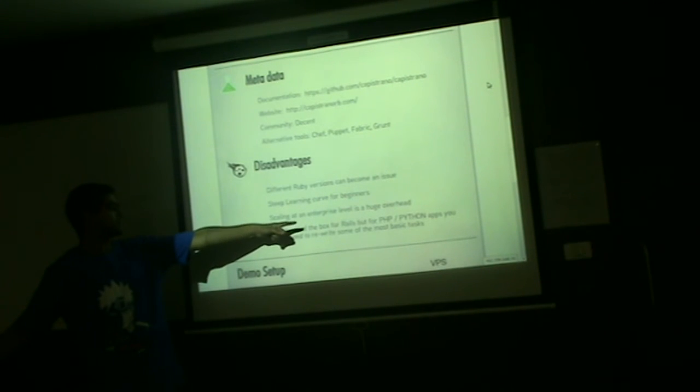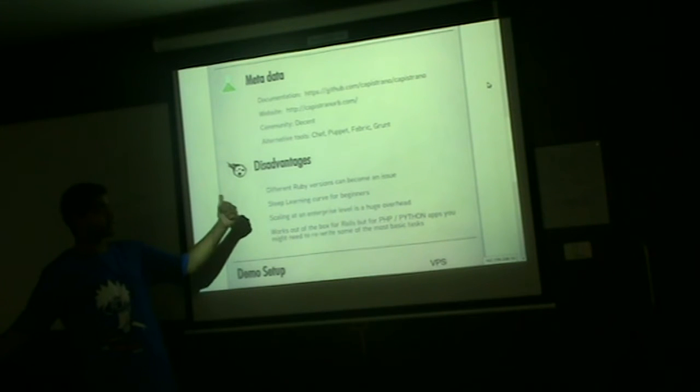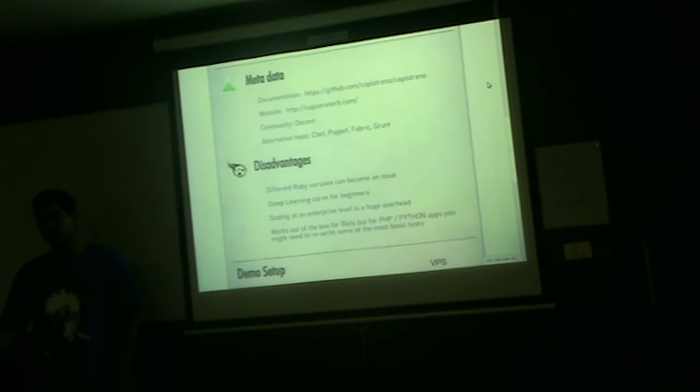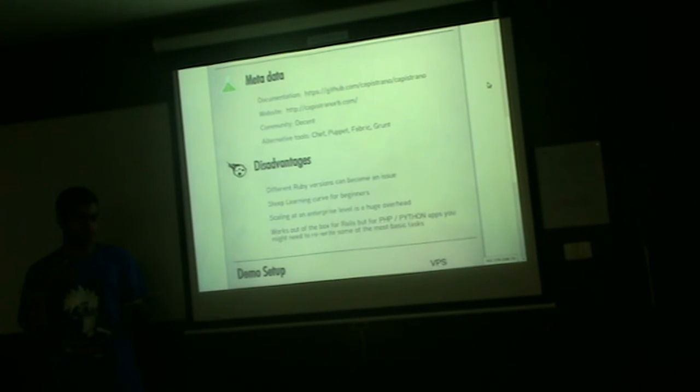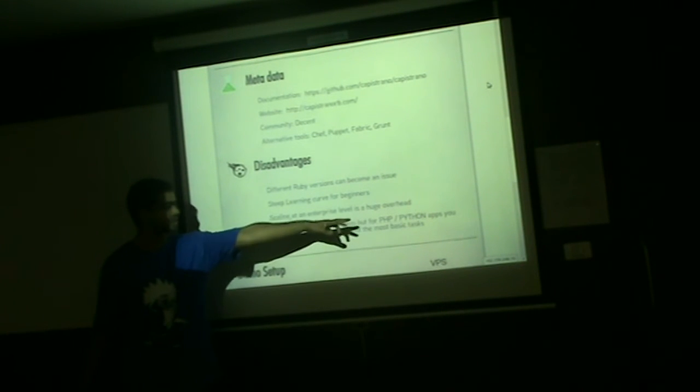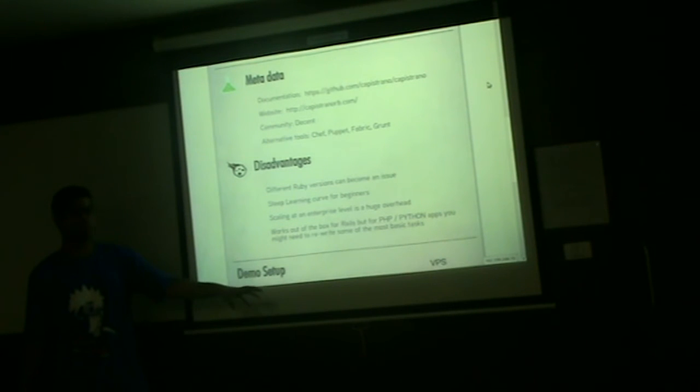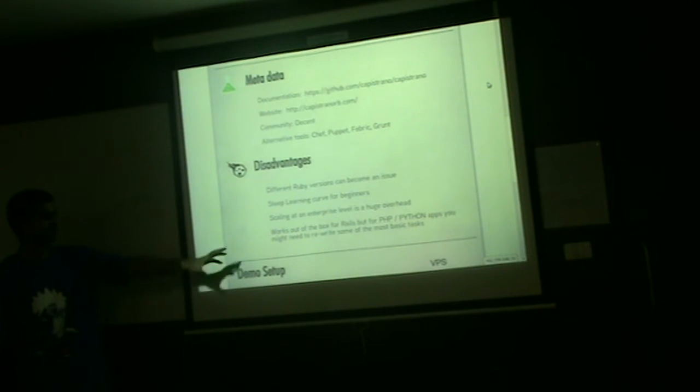Scaling at an enterprise level using Capistrano is a huge overhead, because then you'll have to write modules by yourself, which are already available in Puppet or Chef. It works out of the box for Rails, because this tool was built as an automation tool with Rails in mind. So things like PHP and Python might need some of the modules to be rewritten. But Capistrano can be used for any other thing, like EC2 deployment or a PHP-based application. It's not specific to Rails.